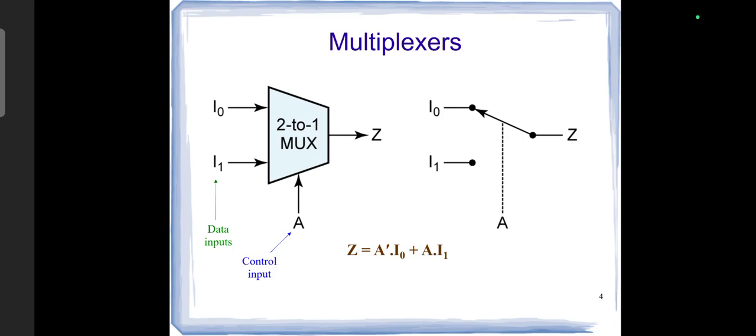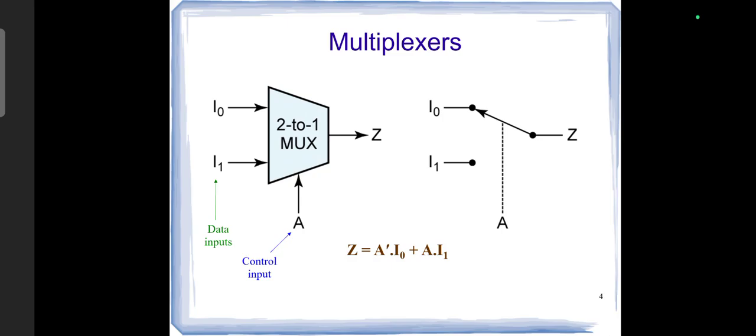For example, if there is one selection line, the multiplexer can select between two inputs. If there are two select lines, it can select between four inputs. Similarly, three selection lines allow the selection of 8 inputs. This relationship is very important. Always remember the formula: number of inputs equals 2 raised to the power of the number of select lines. This formula is frequently asked in examinations.